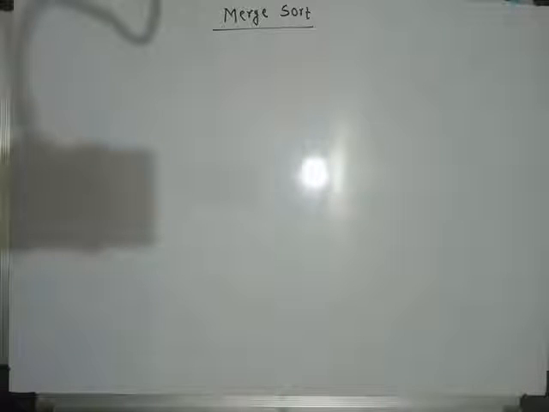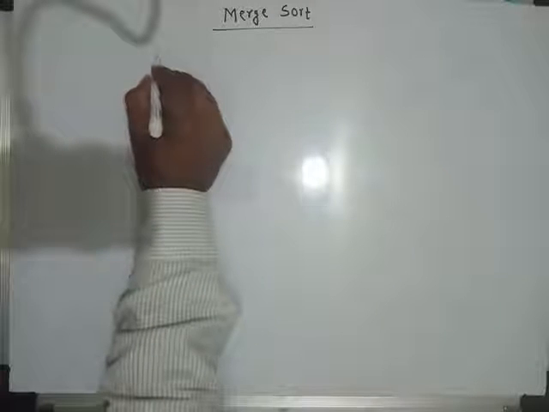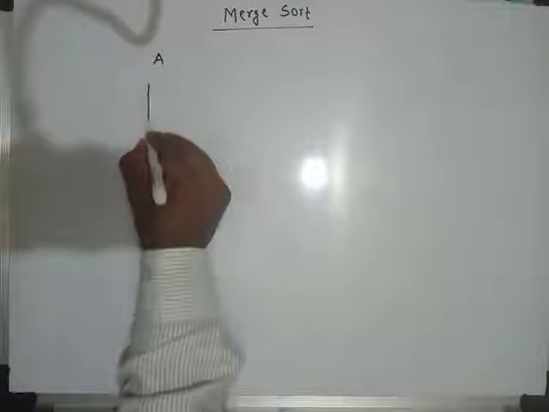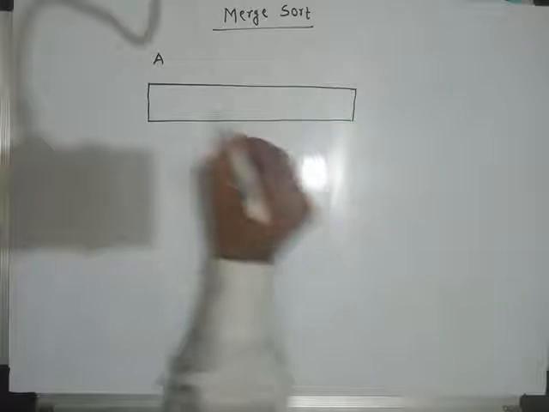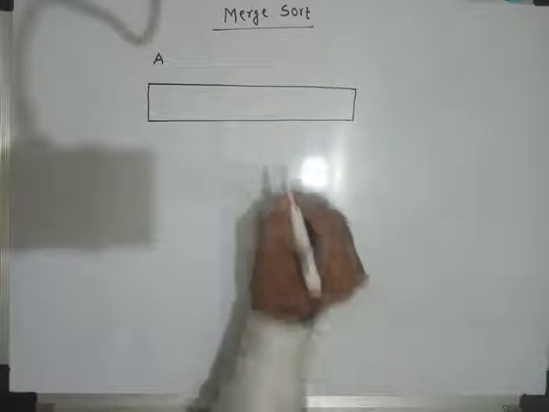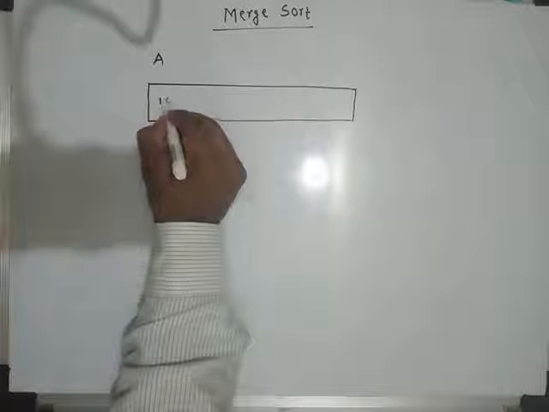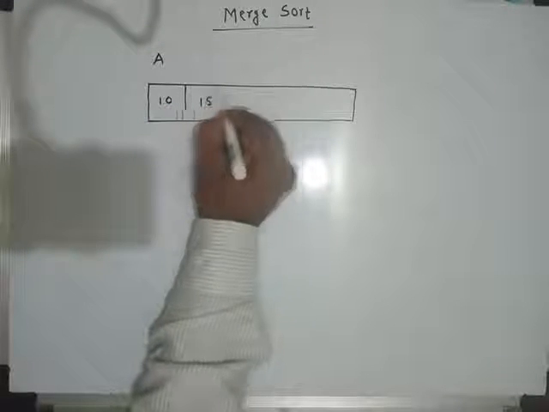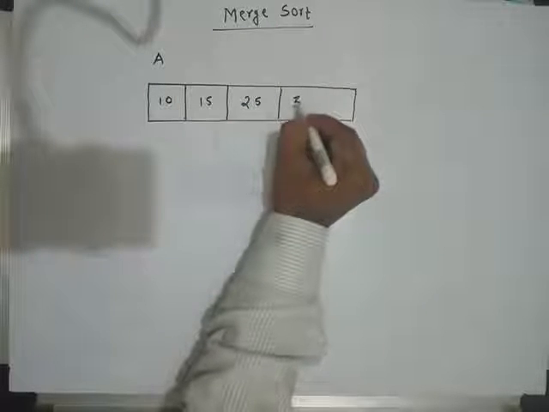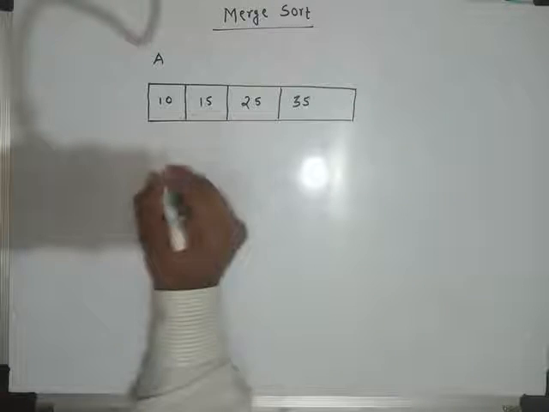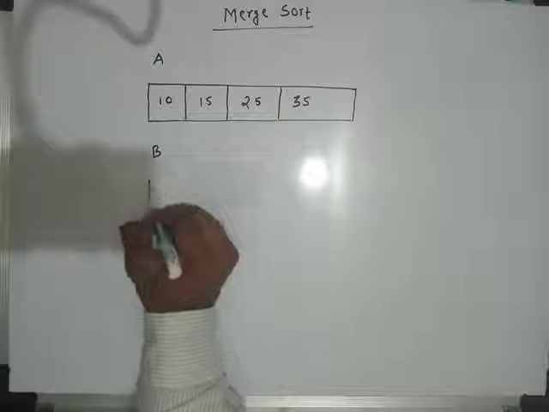The merge procedure is like this: given two sorted arrays or two sorted parts of the same array, merge them in order to get a bigger sorted array. So for example, let's say we are given these two sorted arrays, array A, which looks like this: 5, 10, 15, 25, 35, and there is array B which looks like this.